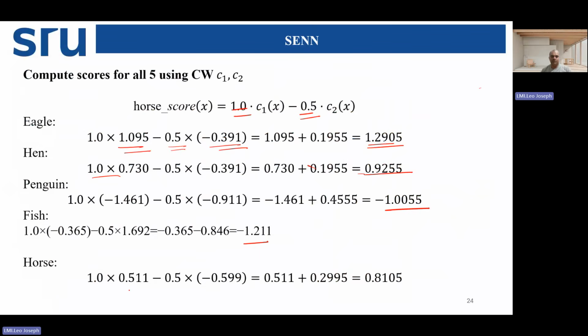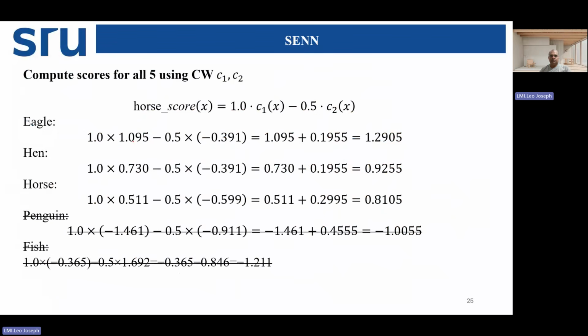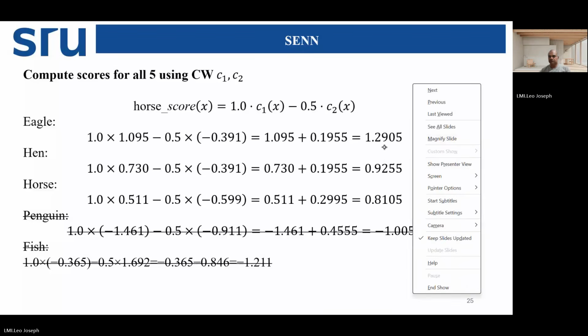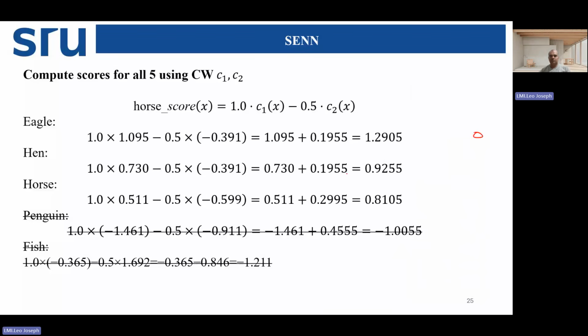Now what I am doing, horse value 0.511 minus 0.599, I am getting 0.8105. Now this is the important step that you have to understand. Now, based on the computation of scores, I am getting the conclusion that 1.295, what happened? It is greater than 0. It is greater than 0. 0.925, it is also greater than 0. Horse is also greater than 0. Whereas penguin and fish, what happened? These are less than 0.